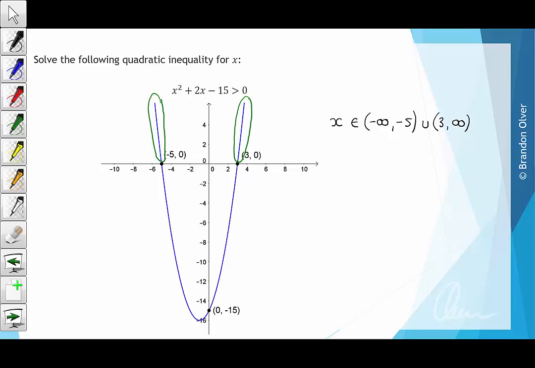In set notation, we have the set of x such that x is less than negative 5, union with x is greater than 3. So that's the set notation, which describes the same interval as the green circles that we've got on our graph.